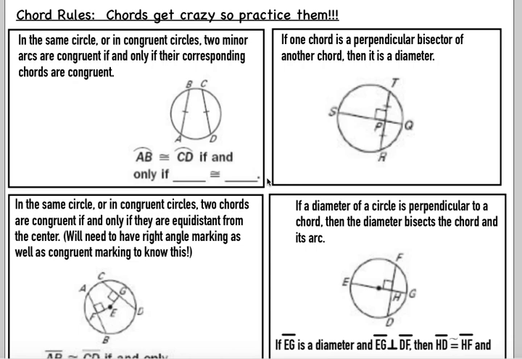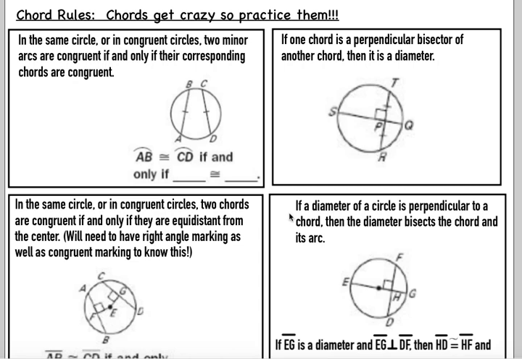Looking at chord rules today. Chords do sometimes get a little bit crazy, but we are trying to avoid some of the weirder aspects of them for our stay-at-home learning right now. We've got 4 rules we're going to look at in the same circle or in congruent circles.